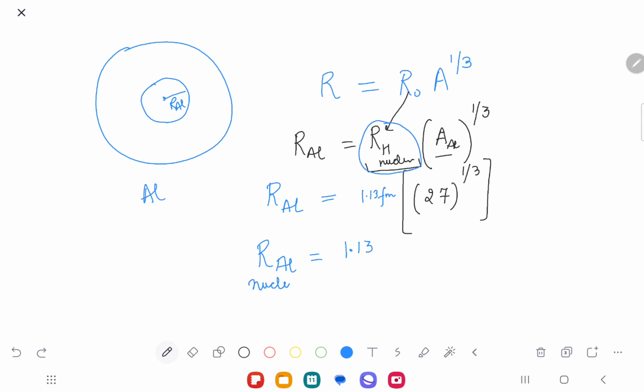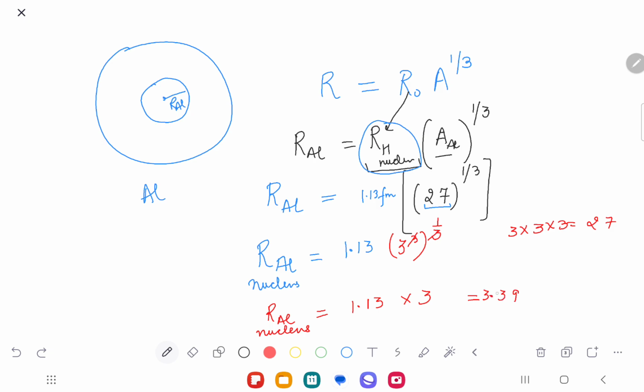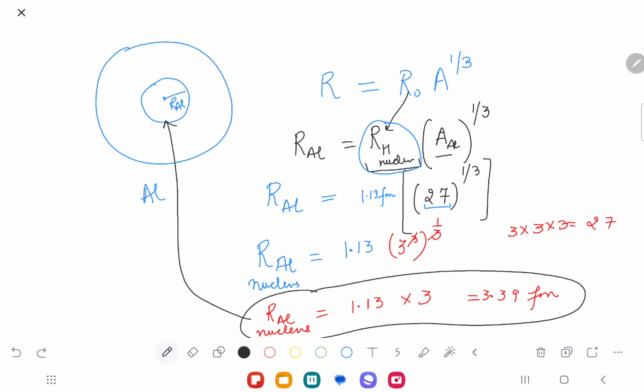I'm trying to find the radius of aluminium's nucleus. What is 27? 27 is 3 cubed, 3 times 3 times 3. And raised to power 1/3, a power raised to another power, you cancel the powers. So the radius of the aluminium nucleus is 1.13 into 3, which gives 3.39 Fermi.